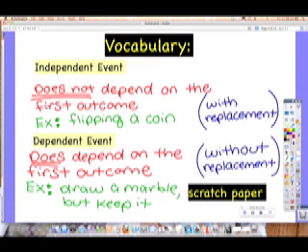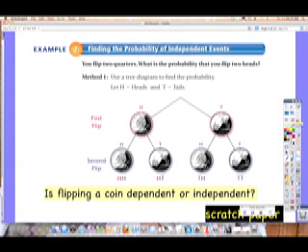Okay, the next part. Oh, yeah, this one. We talked about this. So flipping a coin, what are the options we could get? Heads or tails, right? That's 1 out of how many options? 2. So heads, 1 out of 2. Tails, 1 out of 2. This one is saying you're going to flip 2 coins. If you flip 2 coins, is this going to be independent or dependent? Independent.